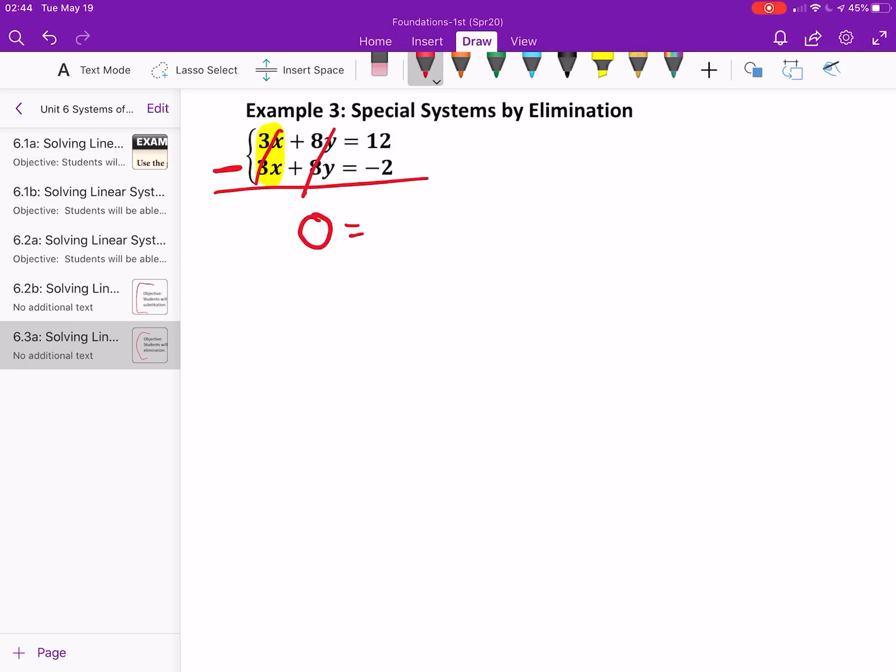On the right, I've got 12 minus negative 2. So that's 12 plus 2, which is 14. Now, ask yourself, is 0 equal to 14? No. So this is no solution.